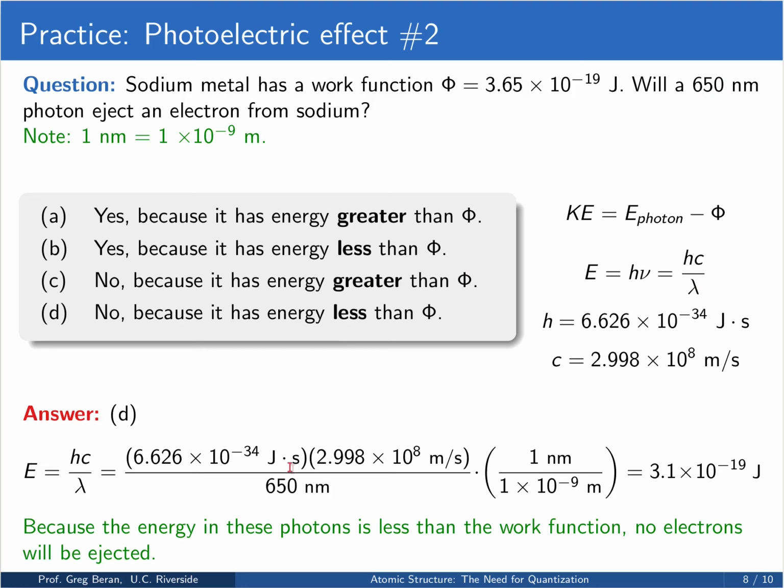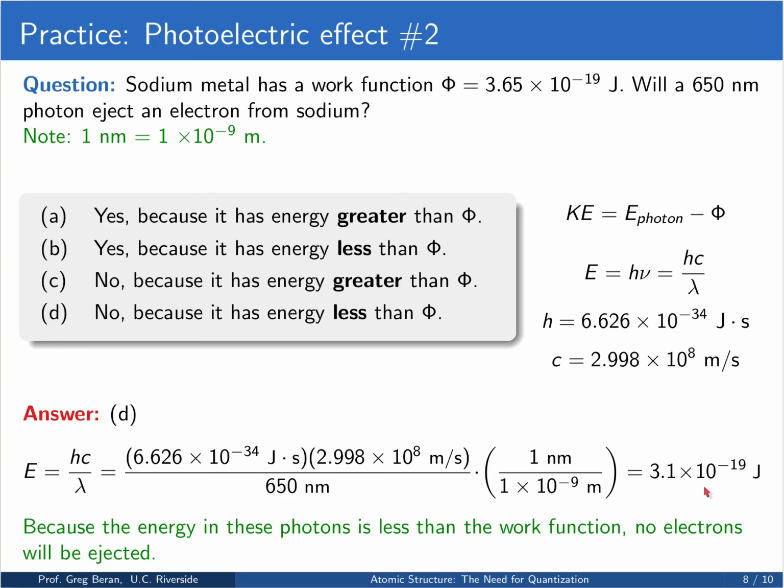So I plug in Planck's constant, I plug in the speed of light, I plug in our wavelength. But our wavelength is in nanometers, so I need to convert that wavelength from nanometers to meters, using the conversion factor that 1 nanometer is 1 times 10 to the minus 9 meters. Which I do here. When I multiply all this out, my meters cancel, my seconds cancel, and I'm left just with the units of joules for energy, and I get 3.1 times 10 to the minus 19 joules.